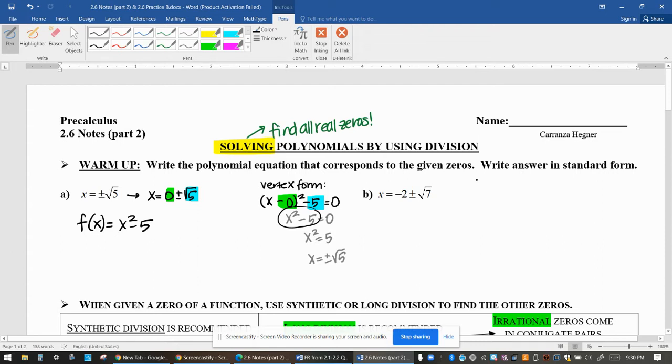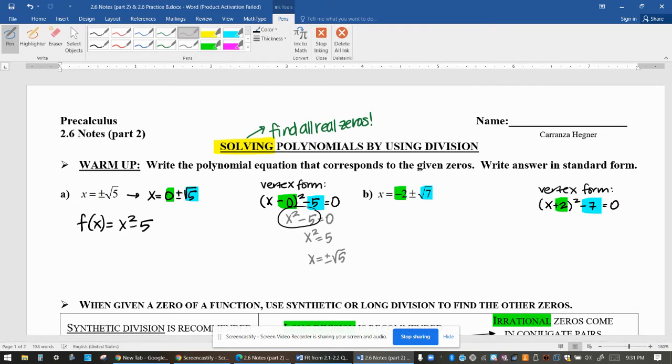All right, so let's use the same idea for this next zero. Anytime you see a number plus or minus a radical of an imperfect number, then that means it used to be in vertex form. So remember that the number that's in front of the plus or minus, you change the sign, and that goes in the parentheses. So that used to be plus 2. And then the number that's inside the radical also changes signs. So that used to be minus 7.